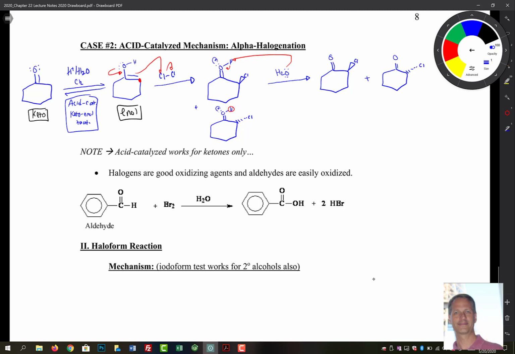So just a little note here, it says acid catalyzed works for ketones only. So it turns out that if you try to do this reaction with aldehydes, aldehydes are easily oxidized to just form carboxylic acids. So the reaction doesn't work really that well. You can see that written down here below. So here's your aldehyde, bromine, water. You got your carboxylic acid on this thing. All right.